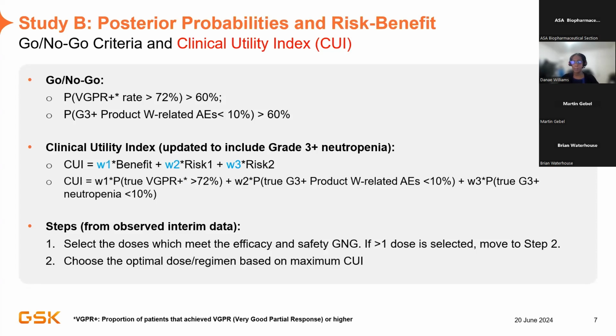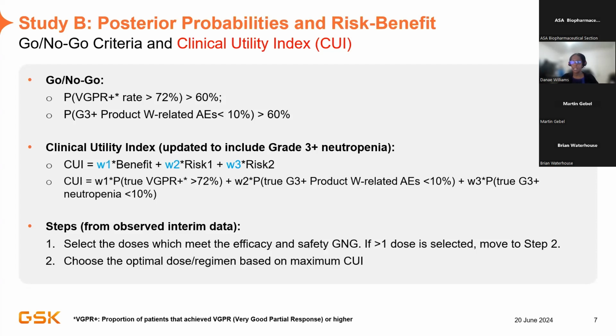Then we have the second approach, which is the CUI, where that's broken down by one benefit component, again, using that same clinical activity rate. And then you have the two risk components, again, using the grade 3 or higher product W related AEs. And in addition, we're including that grade 3 or higher neutropenia, along with their associated weights as well.